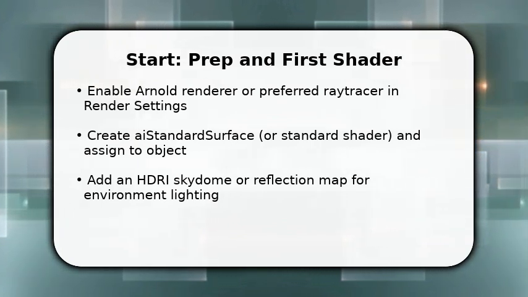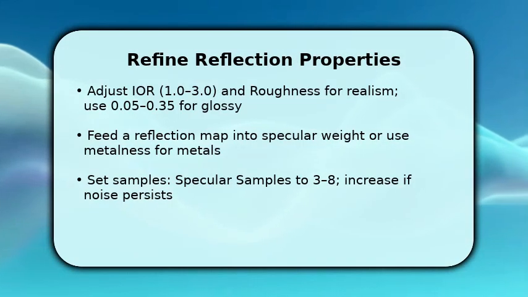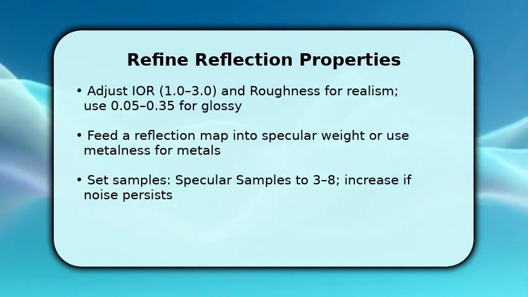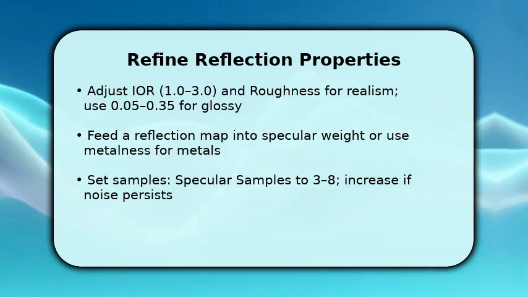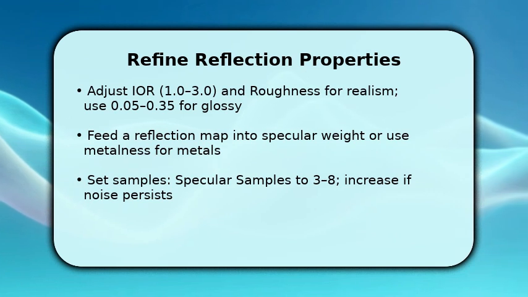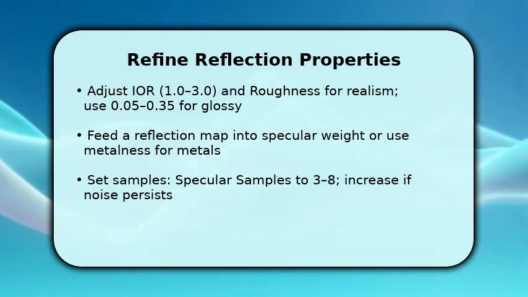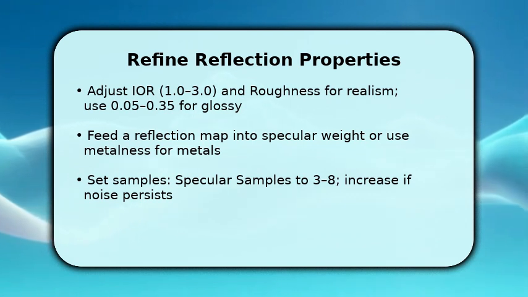You now fine-tune how the surface returns light. Reduce roughness for sharp, mirror-like reflections or raise it for blurred glints, a range of 0.05 to 0.35 is a good starting point. Change the index of refraction to control falloff. Glass and plastics differ, so set values between 1 and 3 depending on material.